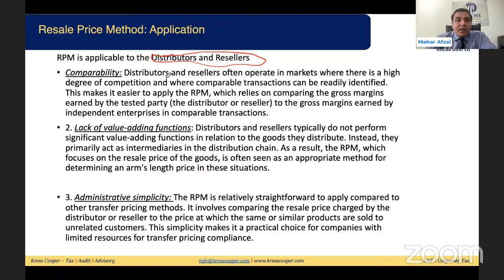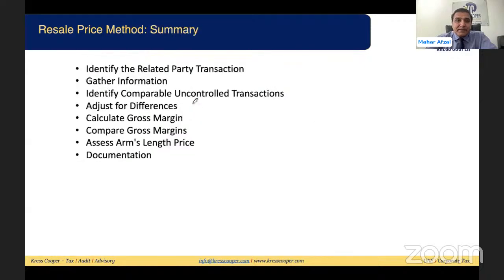Second, lack of value addition function. If you are buying and selling, you are not adding any value, so it is better to go for the resale price method instead of ascertaining the cost, because you are just buying and selling. You need to look into your margin straightforwardly. Third is administrative simplicity. Business is so simple. If you are a distributor or a reseller, you are just buying and selling. You need to ascertain a markup, a margin, and sell the goods into the market. So administrative simplicity is another factor why this method is recommended for distributors and resellers.